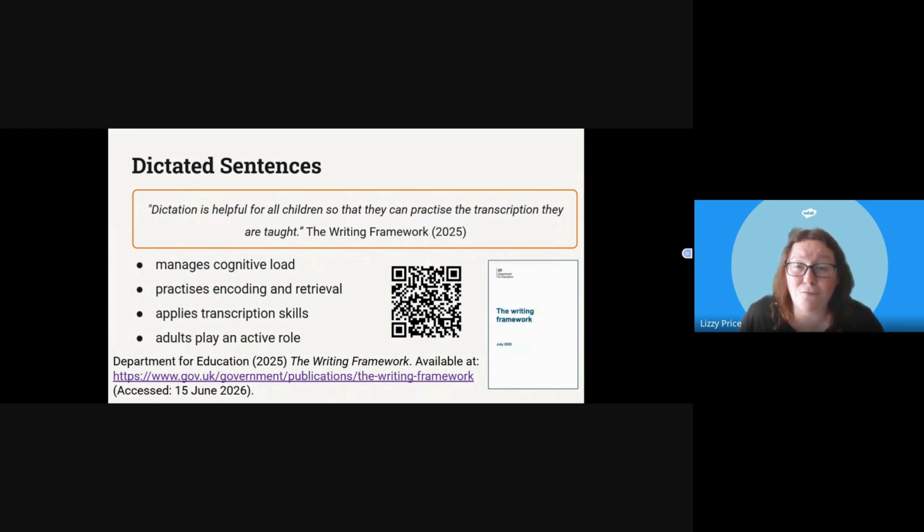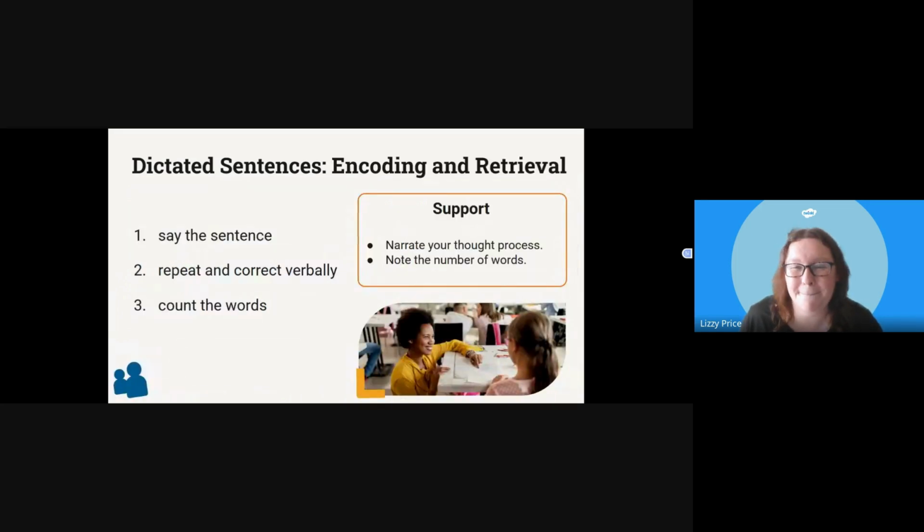Now, your own role is a very active one at each stage of a dictated sentence activity. There is a plethora of technical language surrounding the stages of dictation, so for ease, we will be talking about dictated sentences in 3 blocks this afternoon. First, the encoding stage. Second, the cognitive priming stage. And finally, the actual transcription process. So let's take a closer look at the steps behind this process.